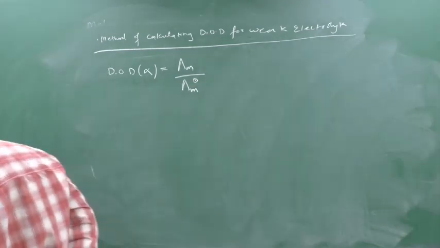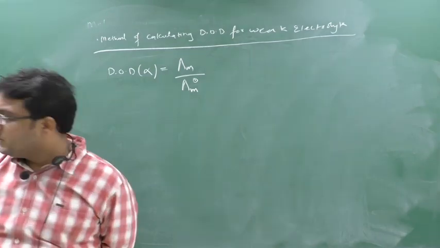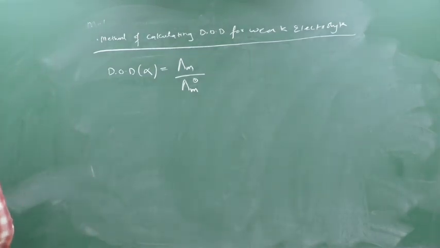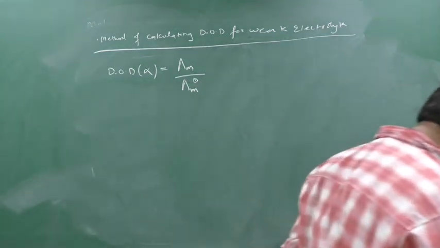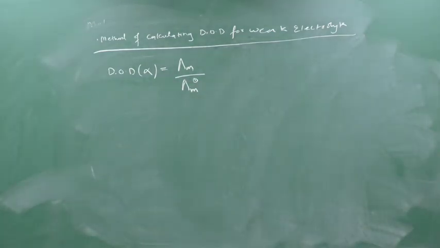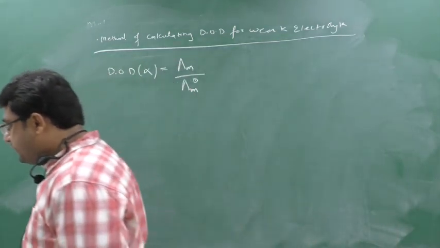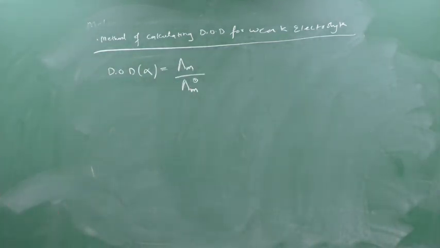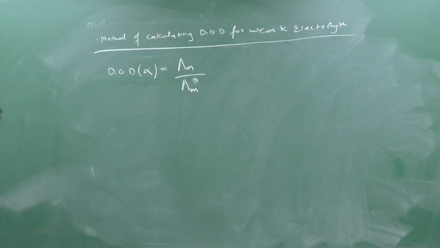Write down the definition. The degree of dissociation for a weak electrolyte is defined as the ratio of molar conductivity of the solution at given concentration to the molar conductivity of the solution at infinite dilution.